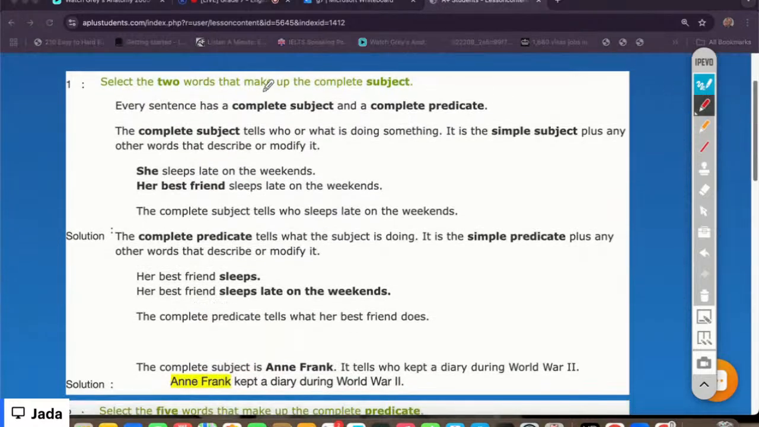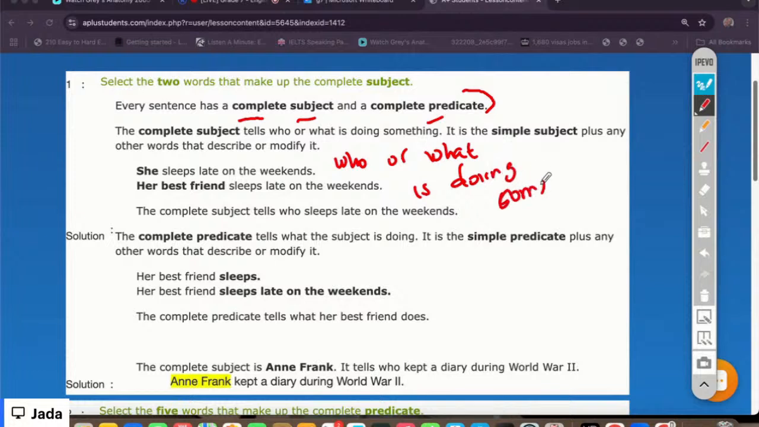All right, so every sentence has a complete subject and complete predicate. So you need to take note of this. A complete subject and complete predicate is always in every sentence. The complete subject tells who or what is doing something. It is the simple subject plus any other word that describes or modifies it. All right, so the complete subject tells us who is doing the action in the sentence.